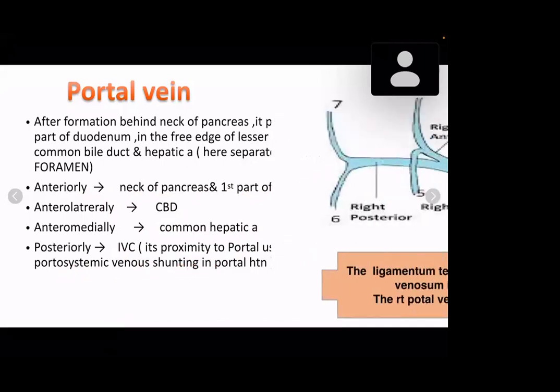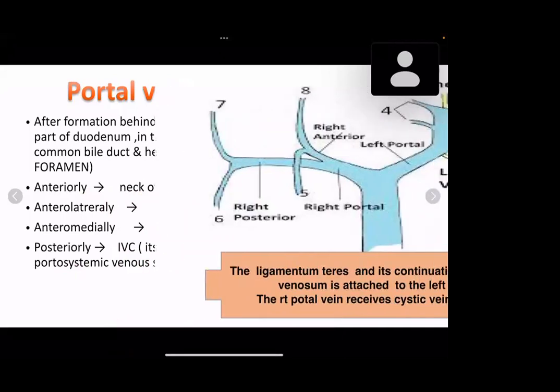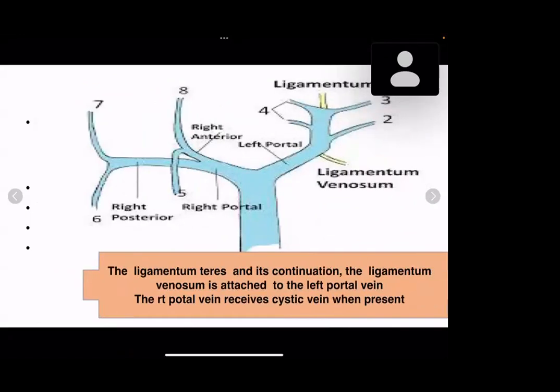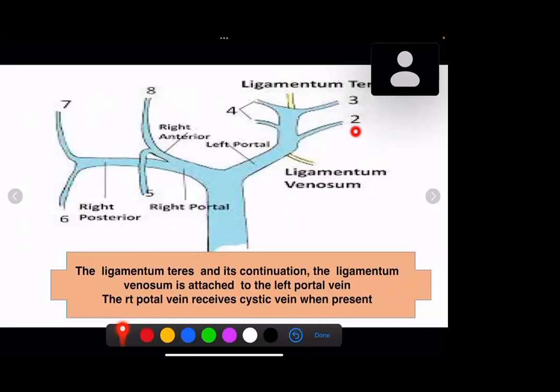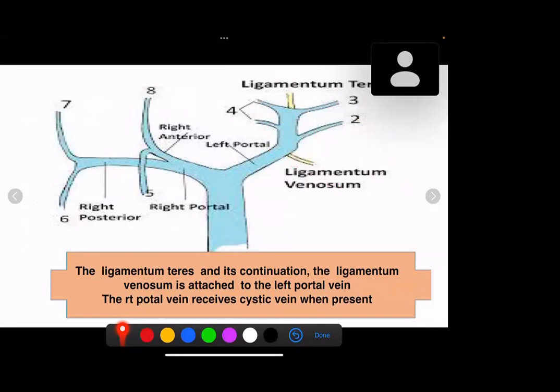As we said, this is the portal vein forming the left and right portal branches at the porta hepatis. The left portal vein receives the segments of the left lobe, 2, 3, and 4. As we can see here, the ligamentum teres and its continuation, the ligamentum venosum, are attached to the left portal vein. These are embryological remnants of the umbilical vein. When we have portal hypertension, we will have recanalization of this umbilical vein, or the round ligament, which is the remnant of the umbilical vein.